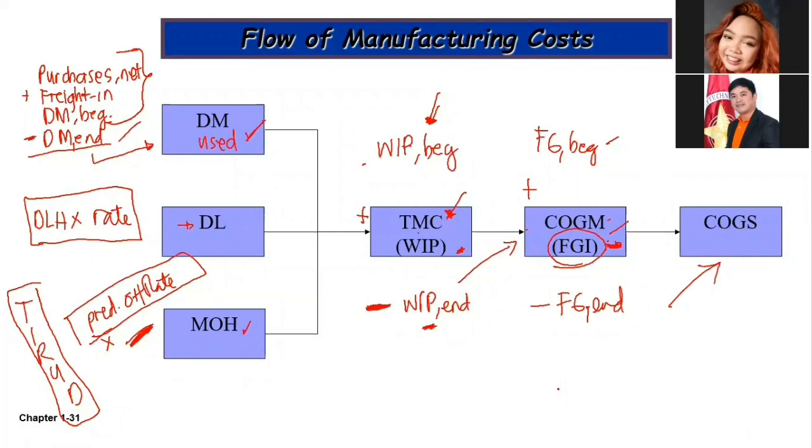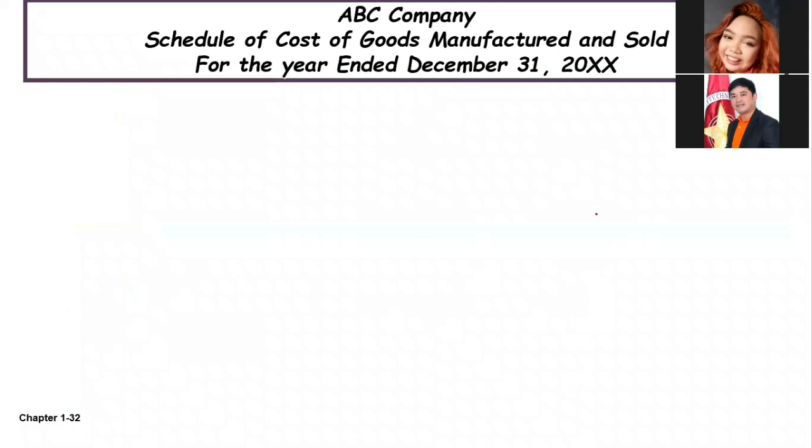Okay? So I hope nakuha nyo yung story ng flow of manufacturing cost because this time, we will come up with a statement of cost of goods manufactured and sold of ABC company. So this is the heading of the statement or the schedule. Na name of the company and then the name of the schedule and then yung period for the year ended December 31, 20XX. Okay. So remember the story that we started with purchases.